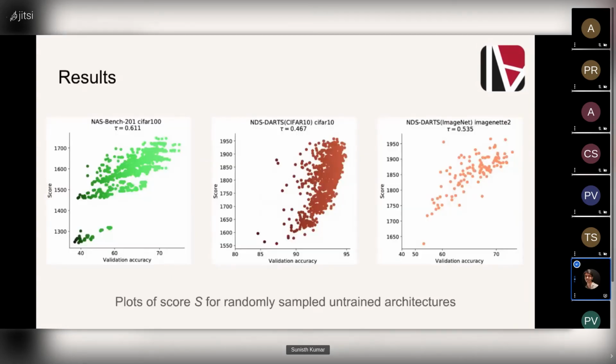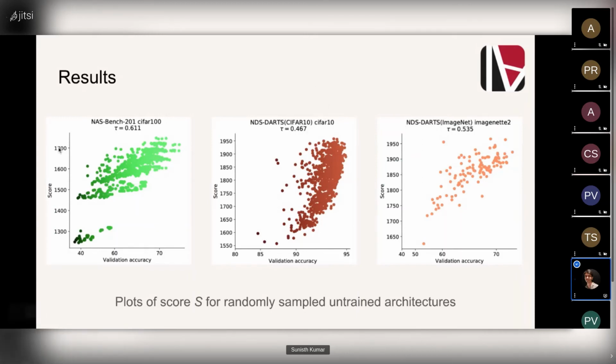Let's look at some of the results. These are not all the plots. They have a lot of these in the actual paper. I'm just showing three here. But in all the cases, even if you see in the paper, there is a noticeable correlation between the score of an untrained network and the final accuracy when trained. So you can see here, this is NAS Bench 201, this is NDS darts, this is again NDS darts but on ImageNet, and this one is CIFAR-10.